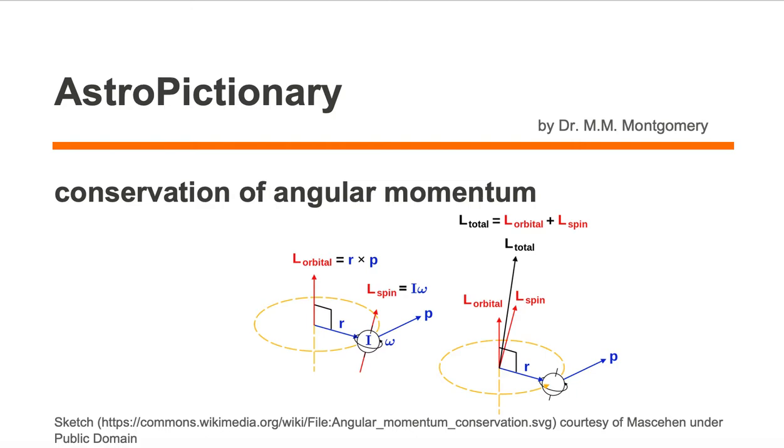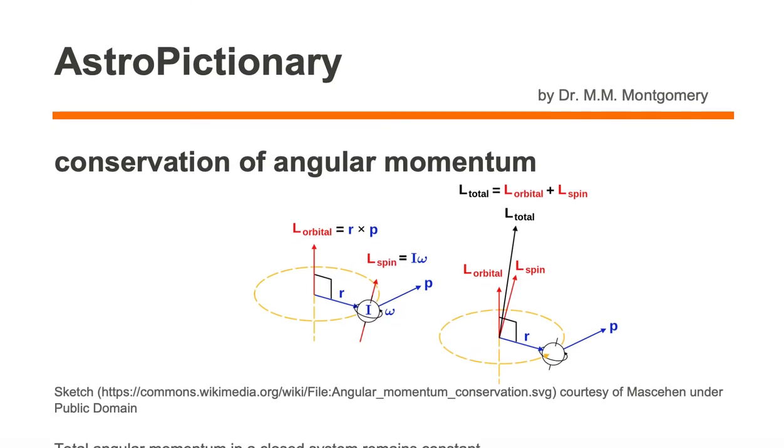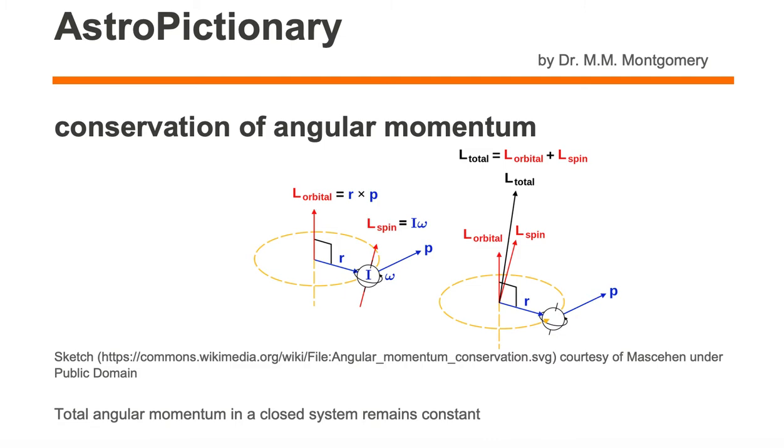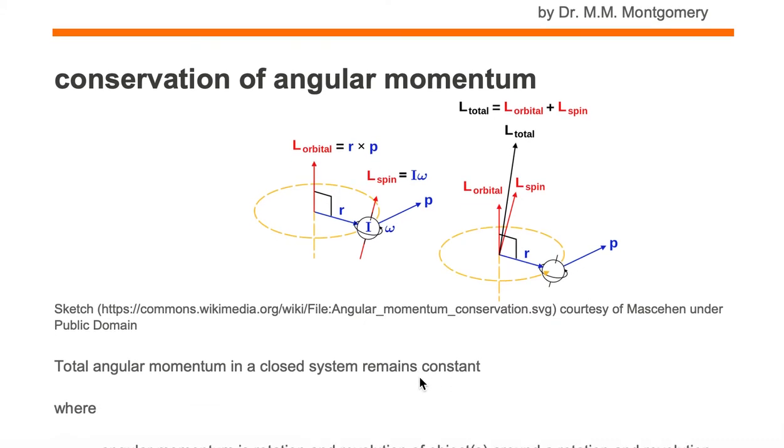Let's look at conservation of angular momentum. Conservation of angular momentum is the total angular momentum in a closed system remains constant. Let's break this definition down.